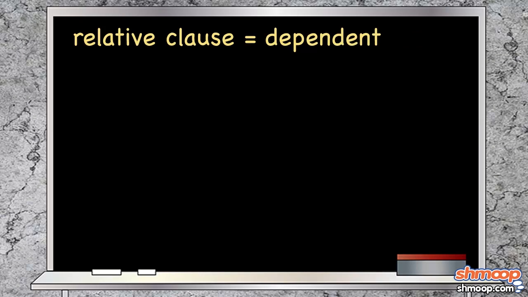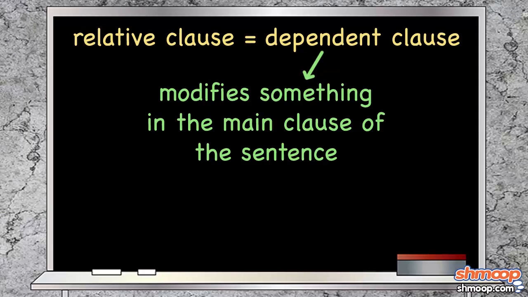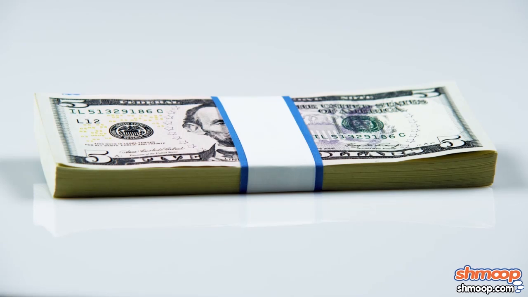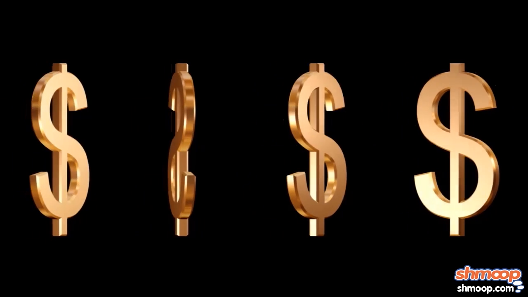A relative clause is a kind of dependent clause, meaning it modifies something, a word, a phrase, whatever, in the main clause of a sentence. Whatever item the relative clause is modifying is called an antecedent. Got that? $5 word, use it, amaze your friends, impress them all. No, don't really do that.